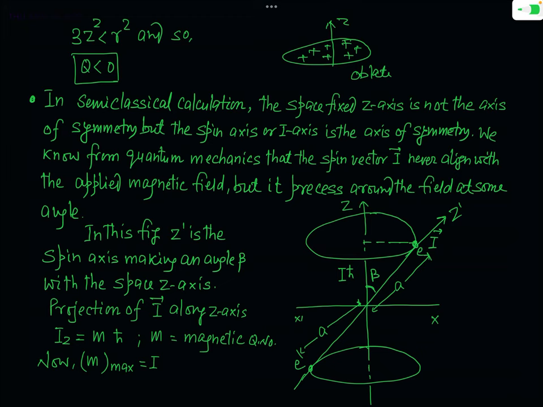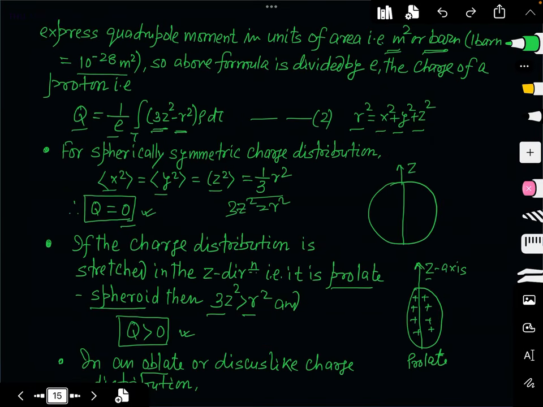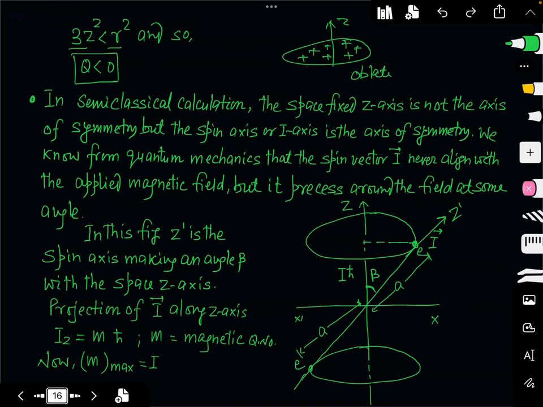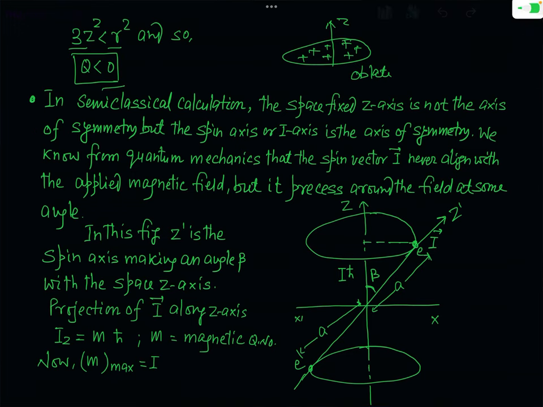And in this condition, 3z square will be less than r square. And you can see from this equation too that if 3z square is less than r square, the value of this integral will be negative. That is, the quadrupole moment will be negative, less than 0 in this case. So you have seen that in case of spherical nuclei, Q is zero. If the nuclei are prolate shape, then the quadrupole moment is positive, and if these are oblate, then the quadrupole moment is negative. So I have told you that this quadrupole moment is the parameter which decides the shape of the charge distribution in a nucleus about the symmetry axis.